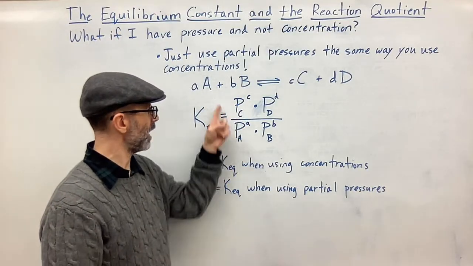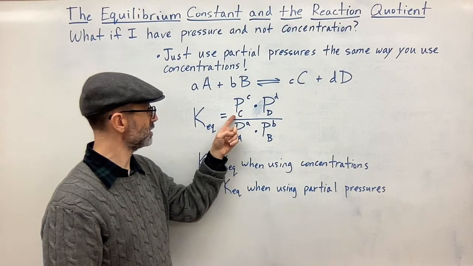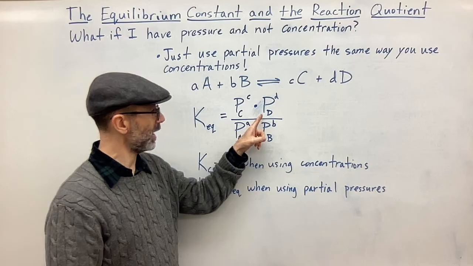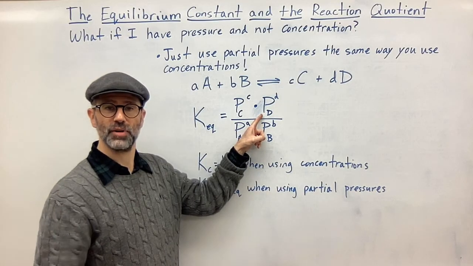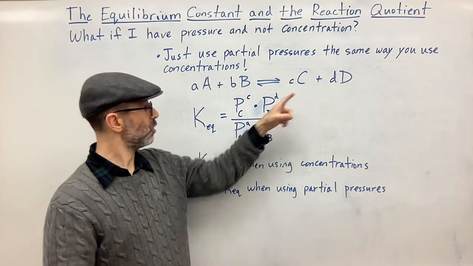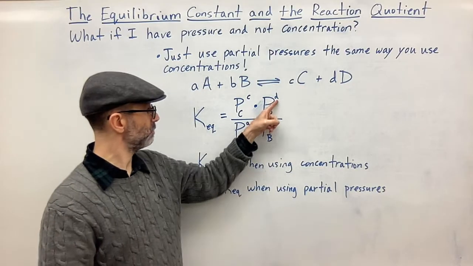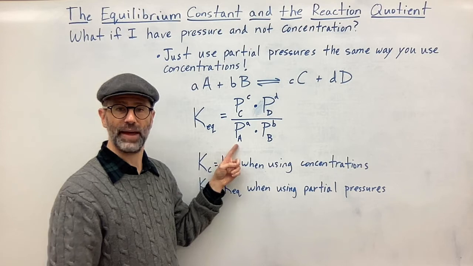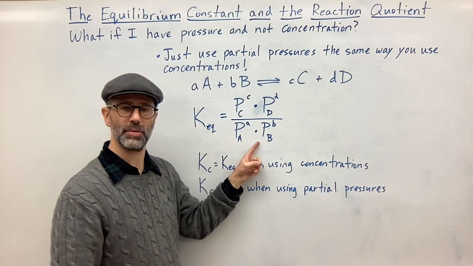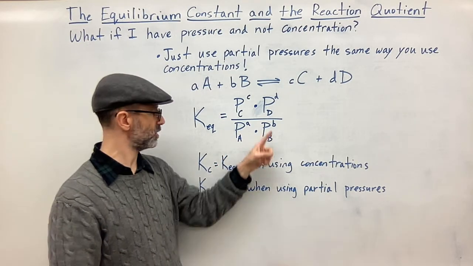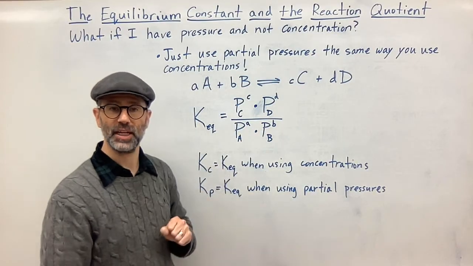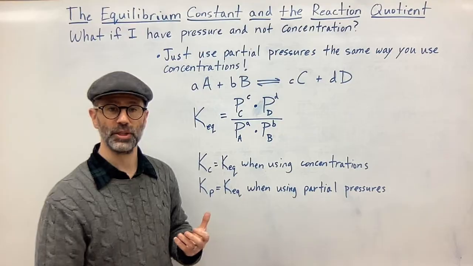So here we have the partial pressure of substance C raised to the C power, multiplied by the partial pressure of substance D raised to the D power. And then all that is divided by the partial pressure of A raised to the A power and the partial pressure of B raised to the B power. So exactly the same form, except instead of concentrations, you are using partial pressures.